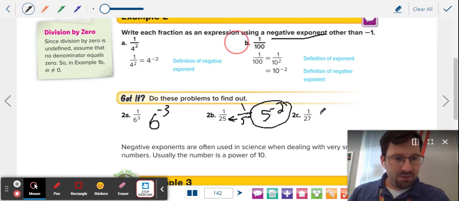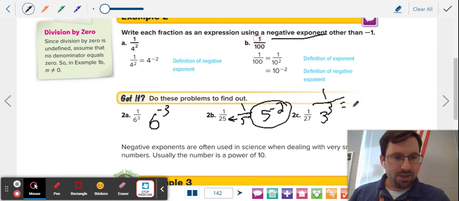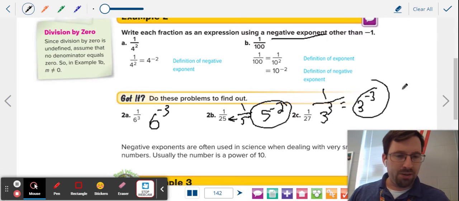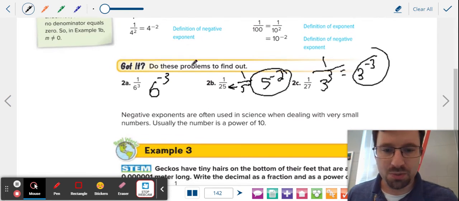So I know that this is a cube root, so that means it's a third power. Now I have to make it a negative exponent, 3 to the negative third. You can do that for a 4th root, 5th root, whatever you want.